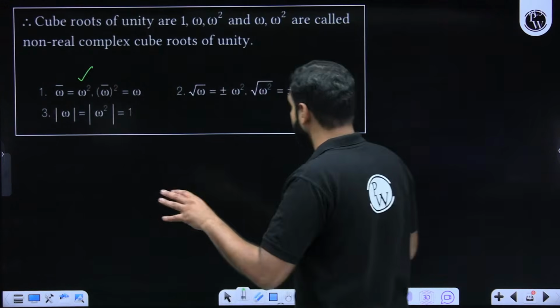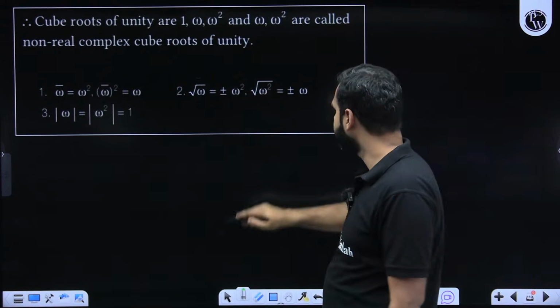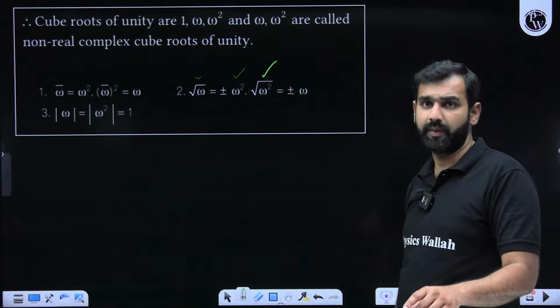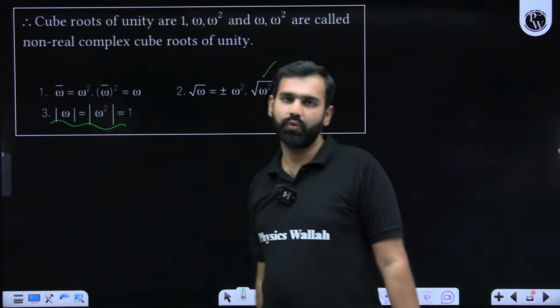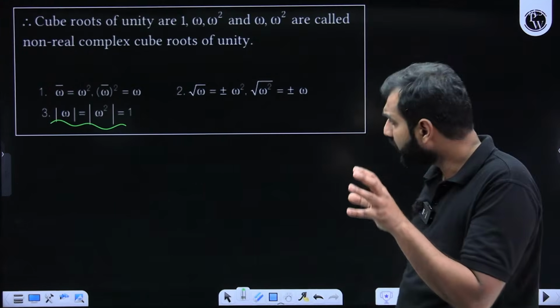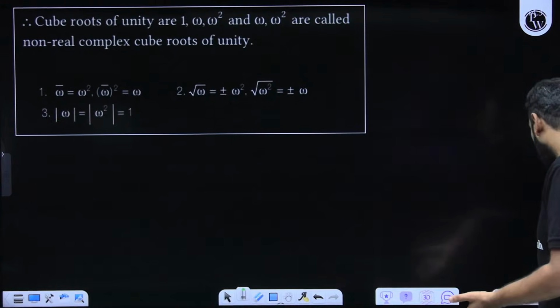Not just that, there is something very interesting. Square root of omega is plus minus omega square. Square root of omega square is plus minus omega. And magnitude wise, the magnitude of omega and the magnitude of omega square are both 1 because they are the cube roots of unity.